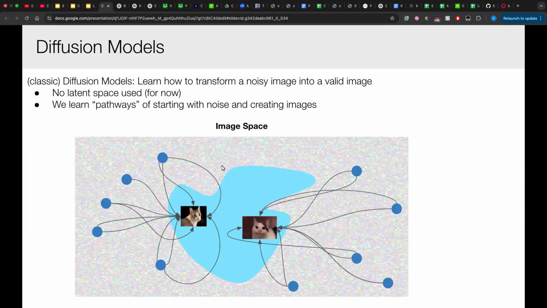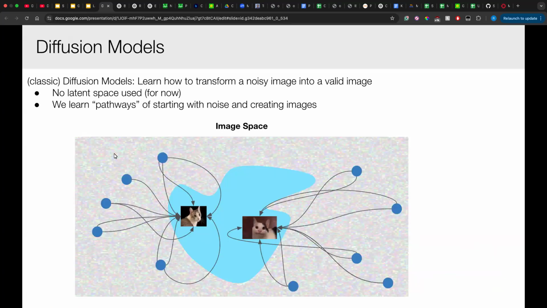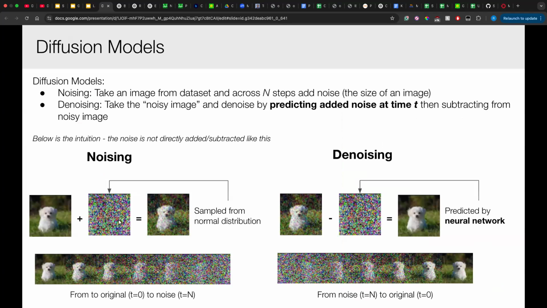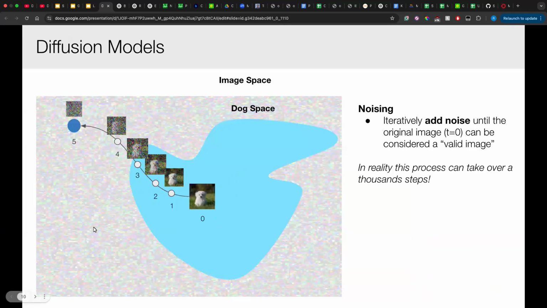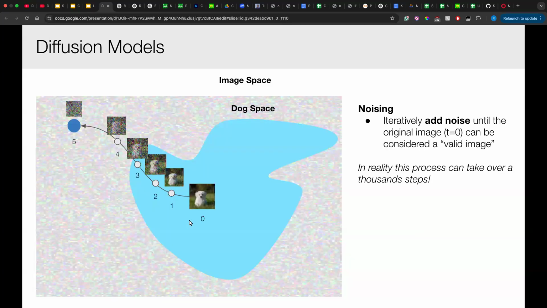So what we're doing instead of starting from a latent space vector and mapping it to an image, right? Or sampling a latent space vector, and then using a neural network to go from that to an image, is we start with some noise, literally an image of noise, right? And then we learn a pathway, quote unquote, that goes from that image of noise, and then we learn and navigate our way back into image space, right? Okay, so what exactly does that mean?